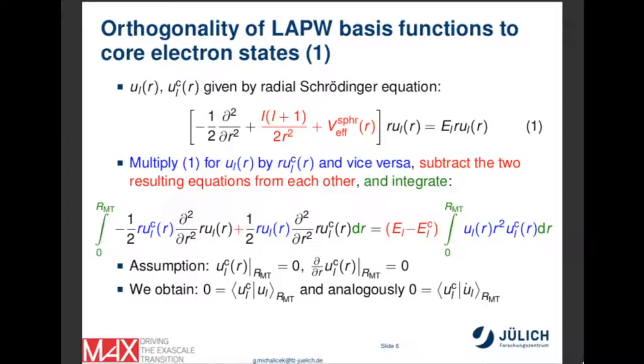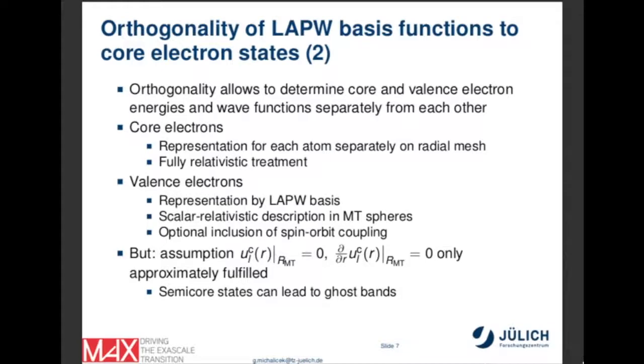And for the core electrons, we use the fully relativistic treatment. And the valence electrons, as mentioned, we represent by the LAPW basis in a scalar relativistic way. The main difference between scalar relativism and full relativism is that in scalar relativistic treatments, spin-orbit coupling is not included, but we can include this afterwards. Yeah? So in the calculations, you can switch this on.